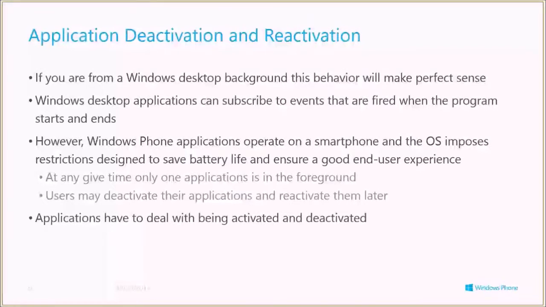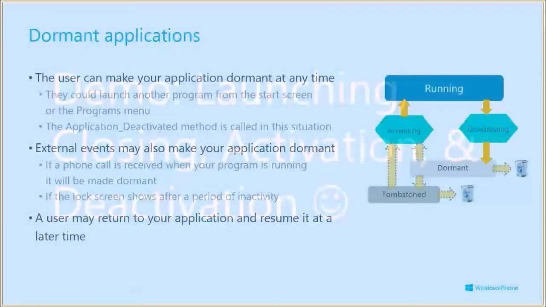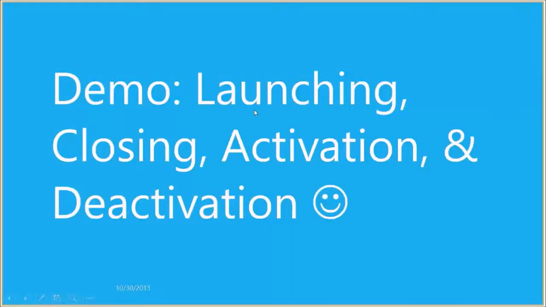They can be reactivated later when the user goes back to it. And while they're suspended, they're not using any precious phone resources. So Windows Phone and Windows 8 Store apps have to deal with being deactivated and later reactivated, and that's what we have shown in the events being triggered on deactivation, activation, launching or closing of the application. With the demo we've just shown, we've shown what's happening when launching, closing, activation, and deactivation.